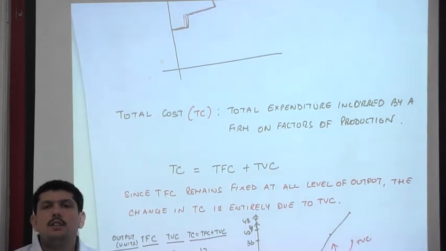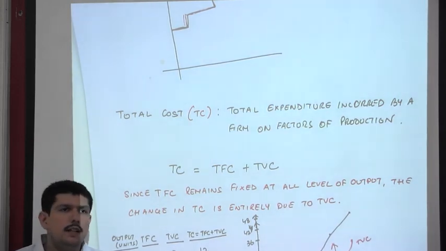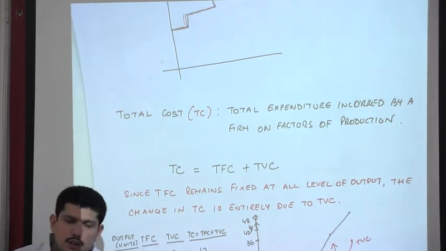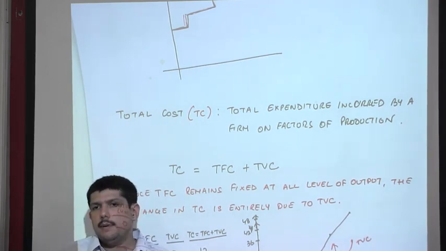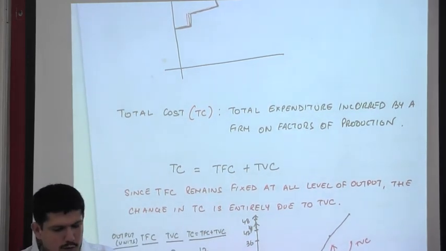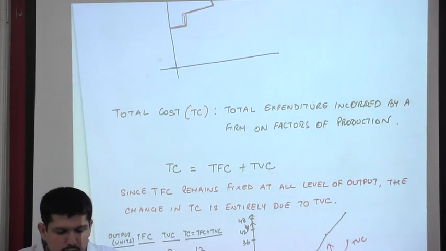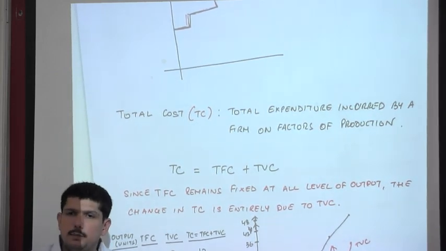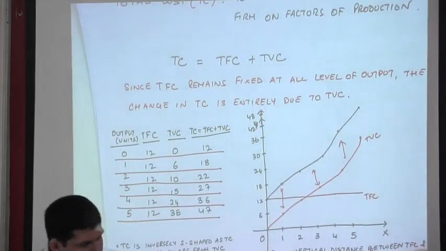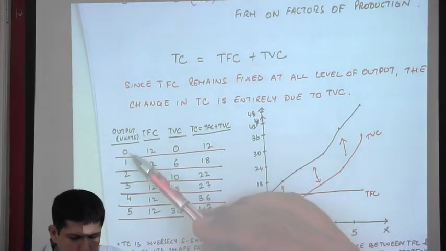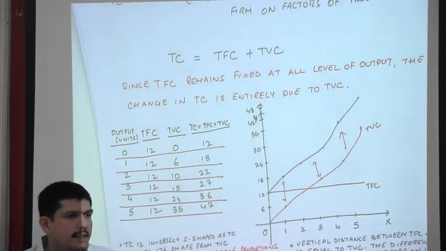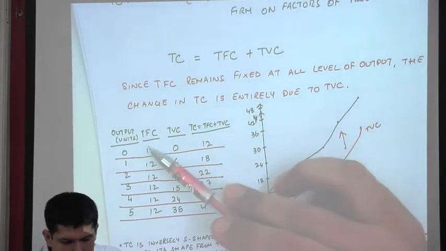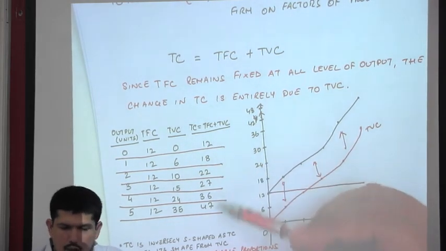Can you tell me what would bring about a change in total cost? Total variable cost. Why? Because at all levels of output in the short run, my fixed cost will remain constant. What will change is variable cost. So a change in the total cost will be brought about only by a change in variable cost, right? Since total fixed cost remains fixed at all levels of output, the change in total cost is entirely due to total variable cost. Taking the same unit that we had taken earlier, output increases from 0 to 5, total fixed cost is 12, and our total variable cost is increasing at an increasing rate. The summation of total fixed cost and total variable cost will give us total cost, right?